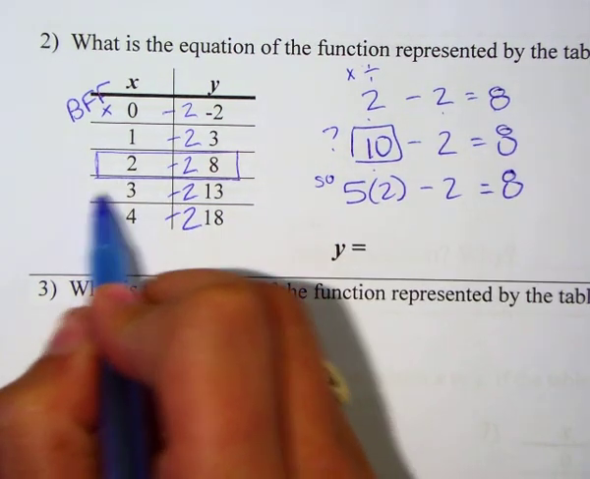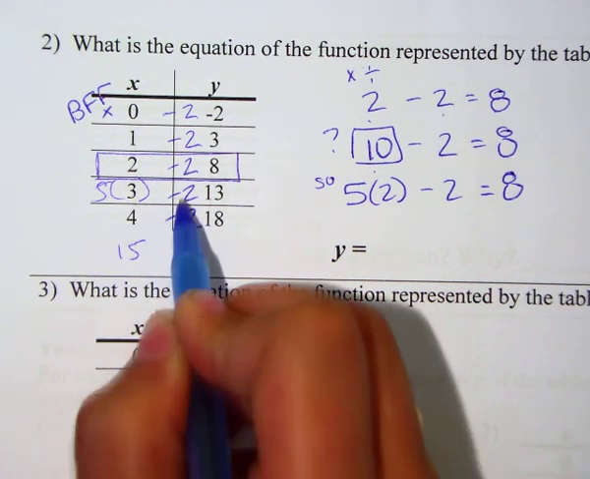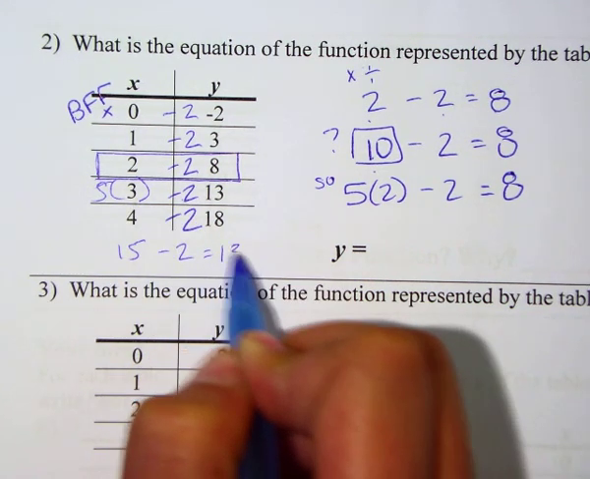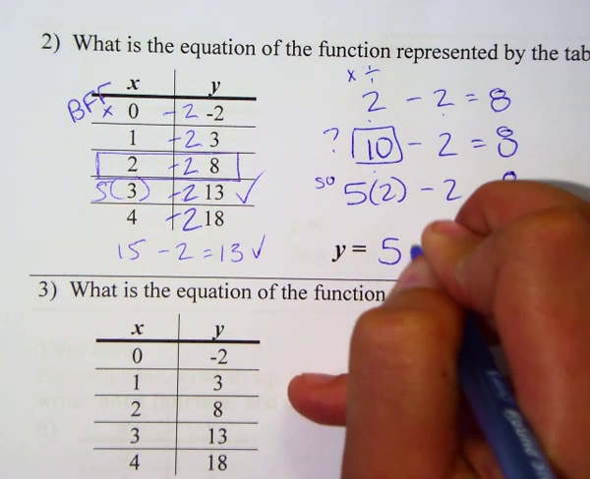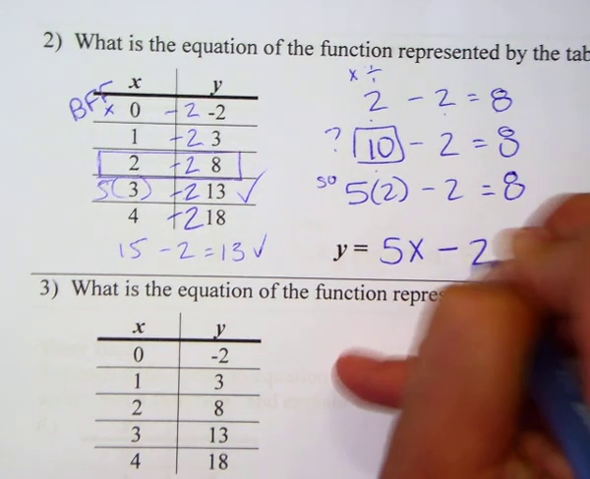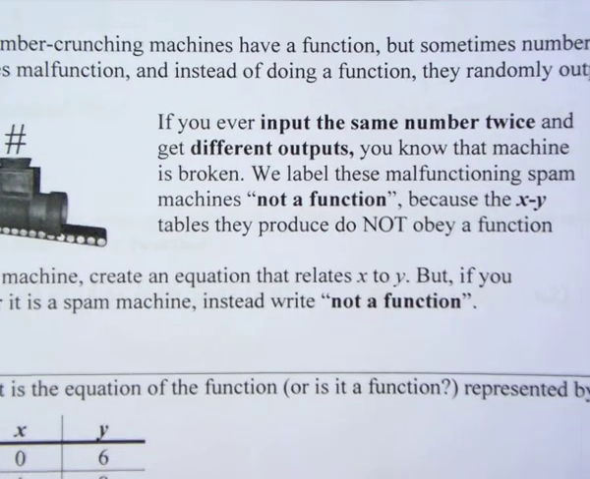Double check it against the second row. 5 times 3 would be 15. 15 minus 2 is 13. So the equation is y equals 5x minus 2. Okay. Now, I'm going to skip number 3.